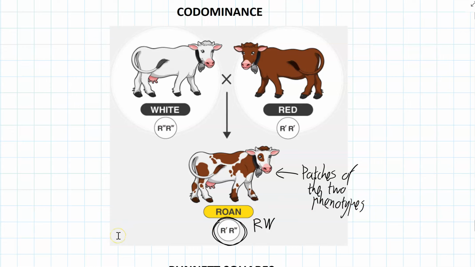And in this one, we've got the white phenotype and the red phenotype, and so when they breed together and have a heterozygous calf, that calf we call roan because it's got patches of white and patches of red fur. Codominance is all about patches. Incomplete dominance is they mix together.